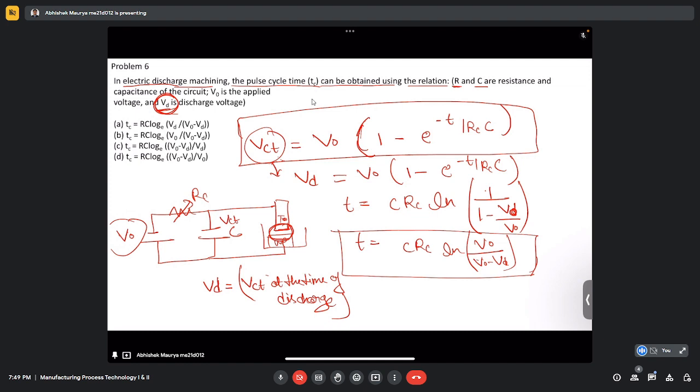As I already told, this time is the time after which discharge will take place. That time we call TC, because TC is the total time of charging of the capacitor. Till the time TC we are charging the capacitor, and just after TC discharge happens momentarily. As soon as the capacitor charges up to the breakdown voltage, that time will be TC. TC is equal to RC ln V0 divided by (V0 minus VD). So which option is this? This is option P.